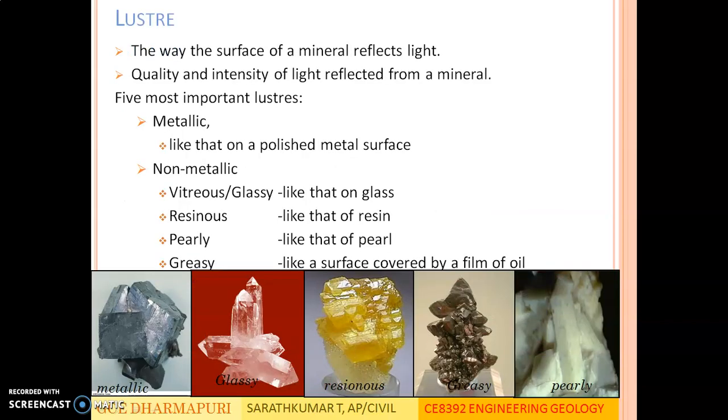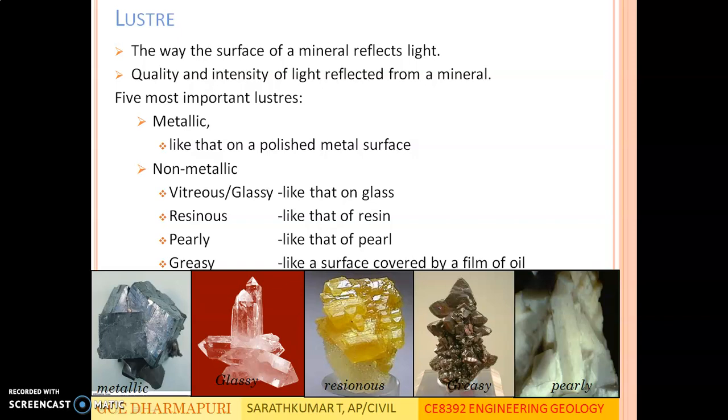The next physical property is luster. It is the property in which the surface of the mineral reflects light. The quality and intensity of light reflected from a mineral is used in identification of these minerals. There are many ways in which a mineral can reflect light. The 5 most important lusters are: the first one is metallic. It reflects light like a polished metal surface. The other lusters are grouped into the non-metallic group.